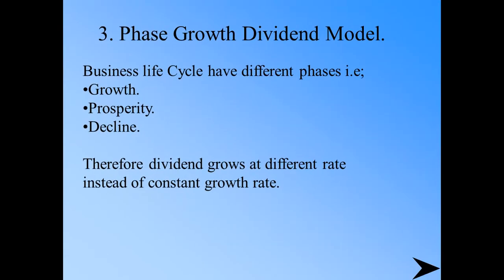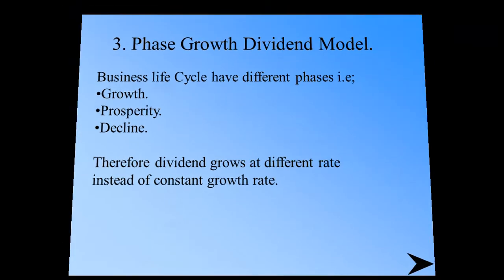Okay, the problem was that the second method was also criticized: how could a dividend grow at a constant rate and forever? As I discussed earlier, the business life cycle has different phases: growth stage, prosperity stage, and decline stage, and in all these stages the expected growth in the dividend could not remain constant forever, or even for a large period. So in this case, a dividend will grow at different rates, and we will learn how to find out the intrinsic value of cash flows if dividends grow at different rates.